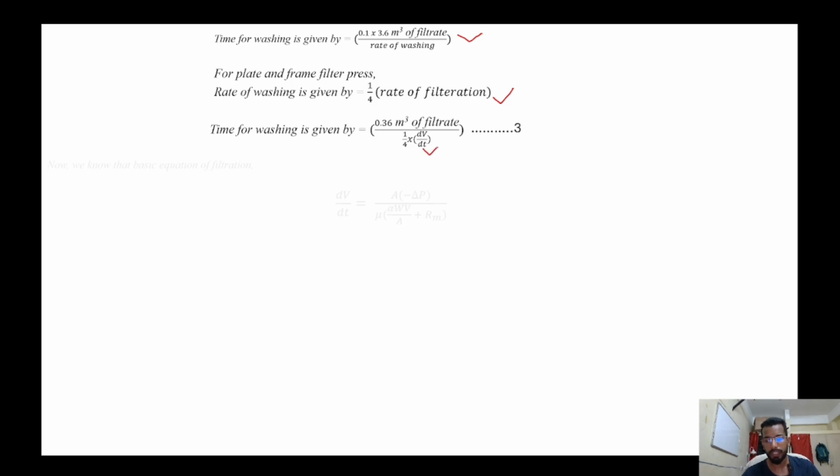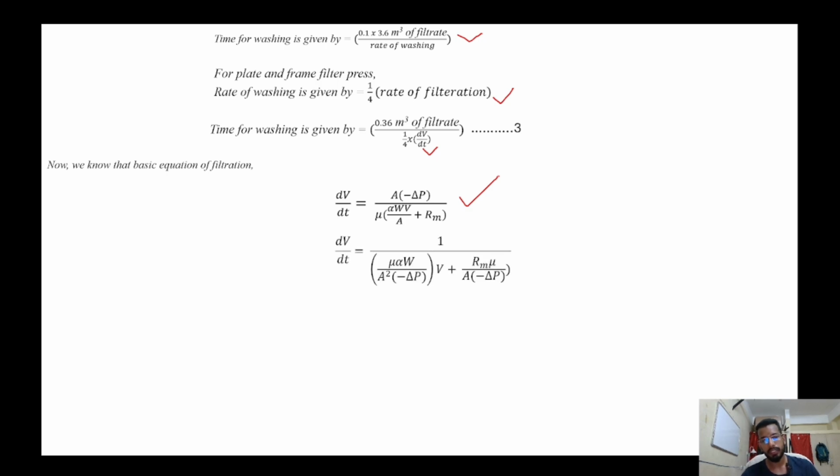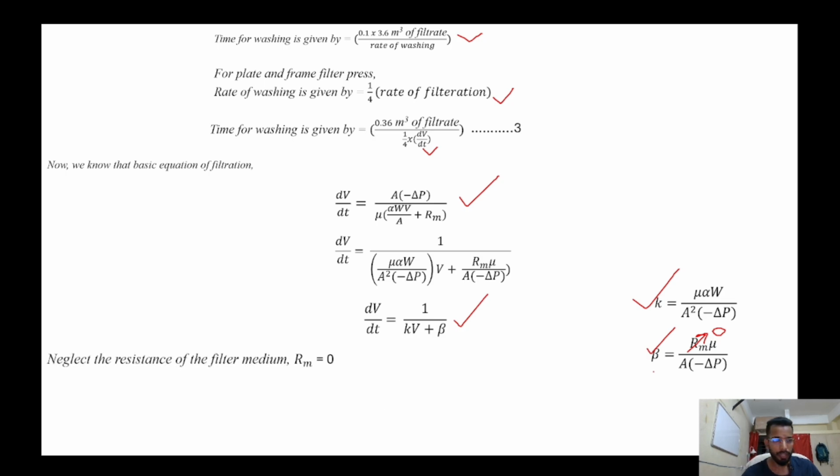So what is the rate of filtration? It will come from the basic equation of filtration. Just rearrange and you will get this one, where K is this and beta is this. The filter medium resistance is negligible, that means Rm will be 0, so beta will be 0. So we get this value finally. This is our rate of filtration, and 1 by 4 of this value will be the rate of washing.